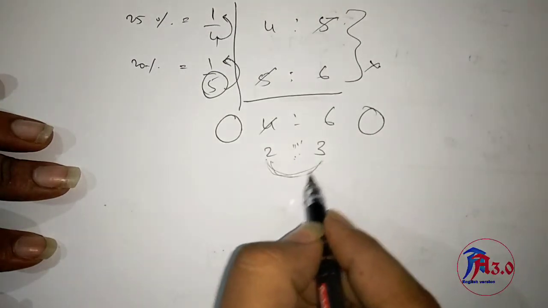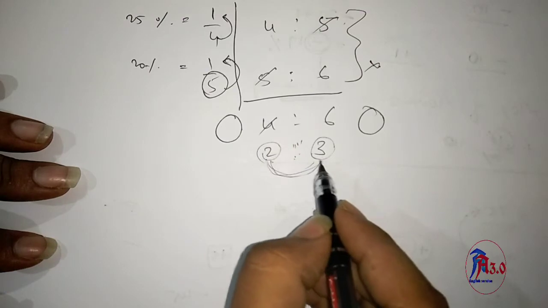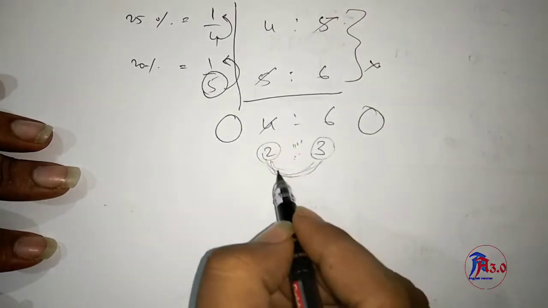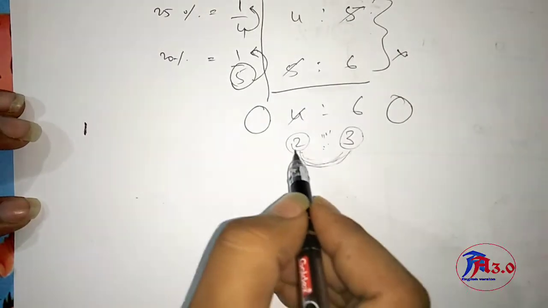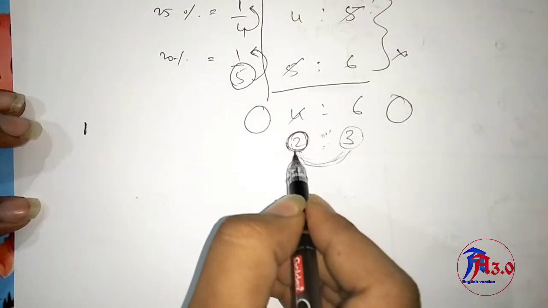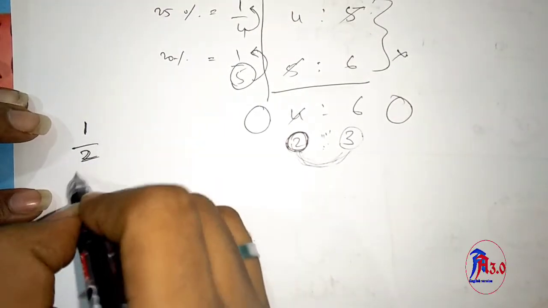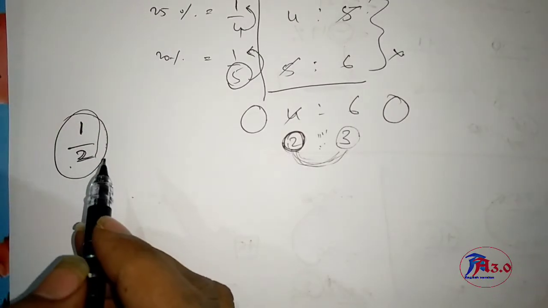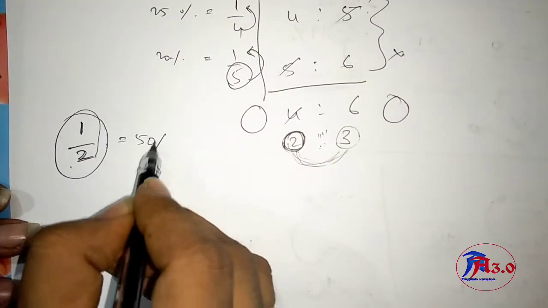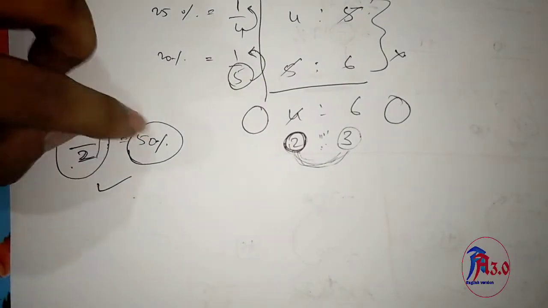So how much is it increased here, this is before 2 years and this is after 2 years. How many units is it increased here? It is increased by 1 unit. On what does it increase? It increases on the previous 2 years population. The previous 2 years population is 2. So what is the value of half? It is 50 percentage. Overall percentage increased is 50 percentage.